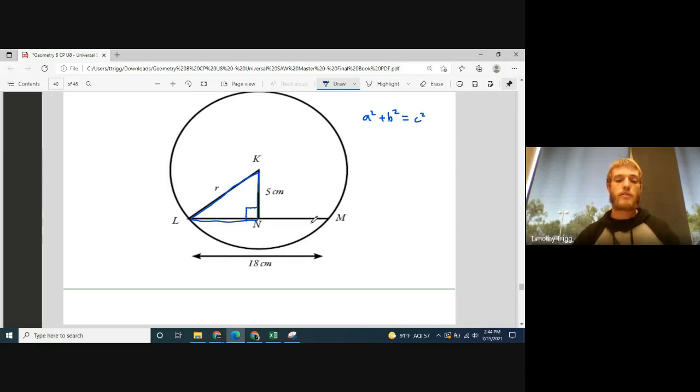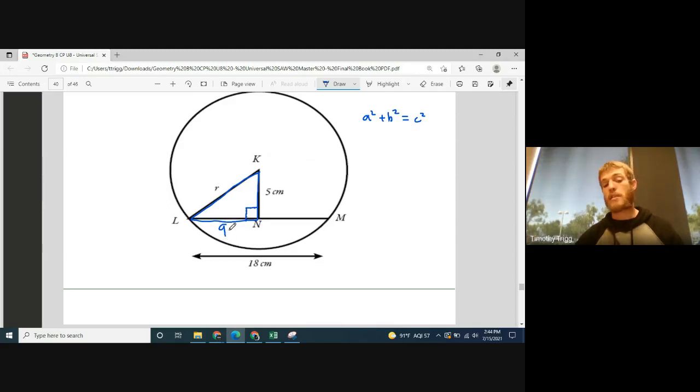Now, in our case, we have R here, we have 5 here. Well, what's the length of LN? Right here it says 18 centimeters, but that's the length from L to M. So L to M is 18. So what would be the length from L to N? Well, that'd be half that. That's 9.